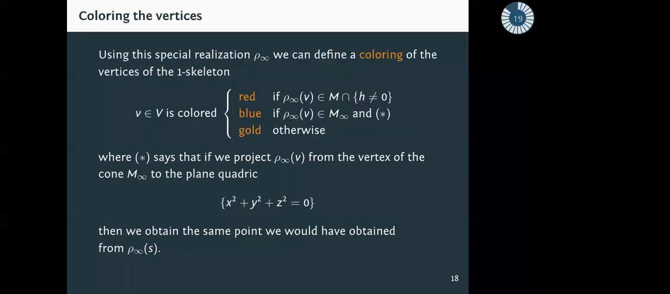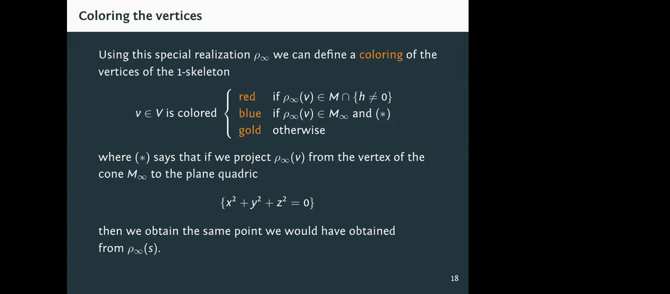So what do we do with this? Using this very special realization, we define a coloring of the vertices of our graph, of our one-skeleton. We color them in three colors: red, blue, and gold. The only important colors are red and blue. The gold is just a possibility that can happen, but it will not matter later. We color red those vertices which are sent to true points, namely points not at infinity, in this realization rho infinity.